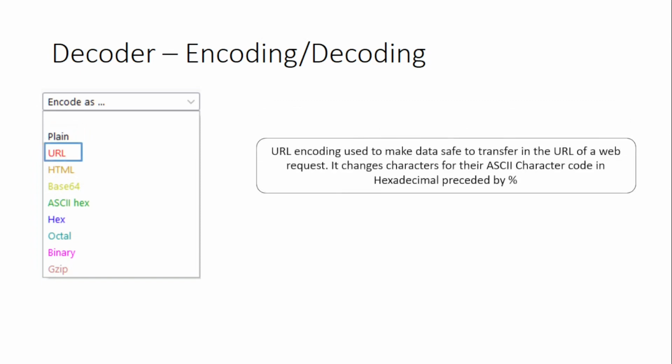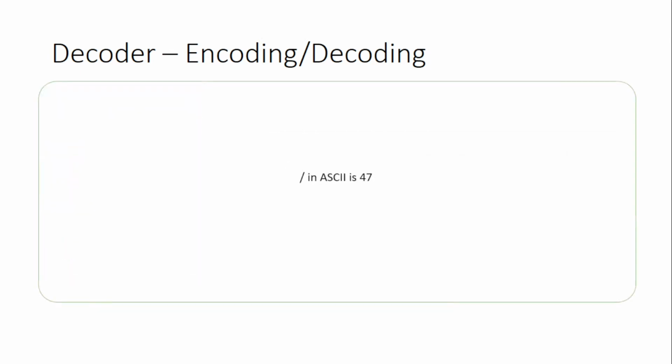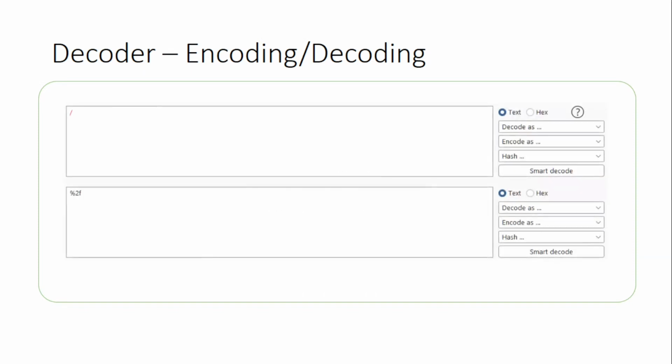Then URL encoding, which is used to make data safe to transfer in the URL of a web request, and it changes characters into the ASCII character code in hexadecimal preceded by a percentage symbol. So, for example, the slash in ASCII is 47, which in hexadecimal is the number 2F. So it transforms the slash into %2F. And this type of encoding is really useful for any kind of web application testing.